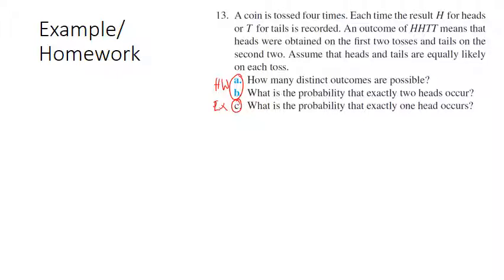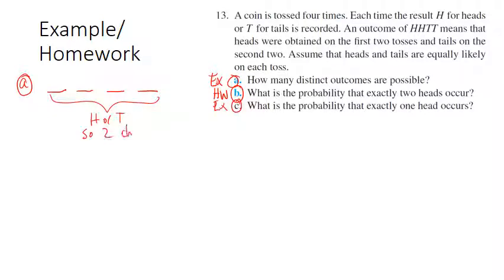All right, I think I'm going to need to do part A first in order to do that because I need to know how many outcomes are possible in order to do the probability. Okay, so let me do part A first. So part A, how many distinct outcomes are possible? Okay, so here are my 4 blanks for my 4 coins, and I can get either heads or tails, so 2 choices for each of these.